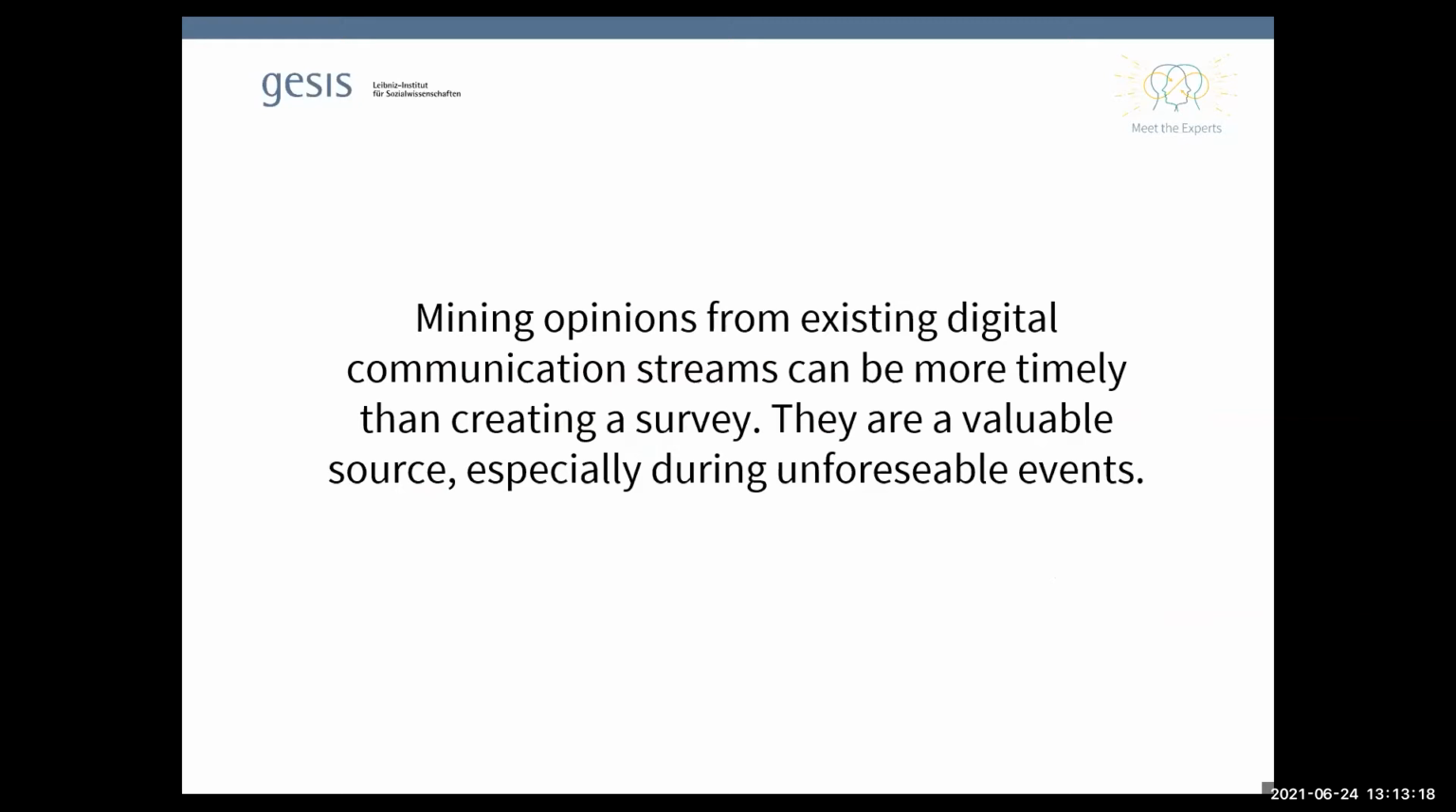But there are options for mining opinions from existing digital communication streams, for example, that can be more timely in these contexts. So especially in the case of unforeseeable events like a pandemic, but also like a natural disaster, social unrest and protest movements, these kind of things, there are people immediately reacting to this in different social media environments, in online communication channels. And these data might give a very short notice idea of what people feel about the events as they unfold.